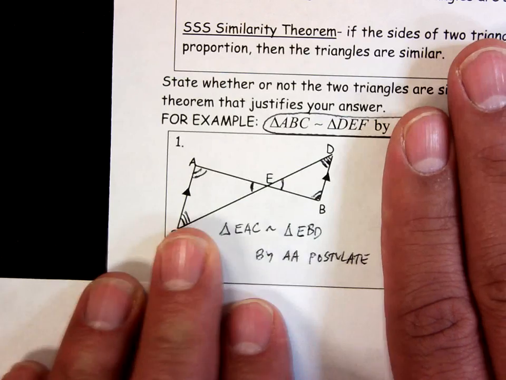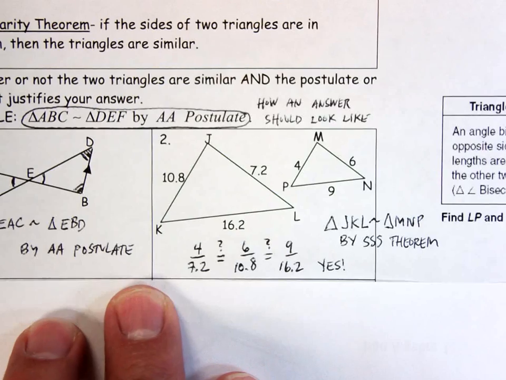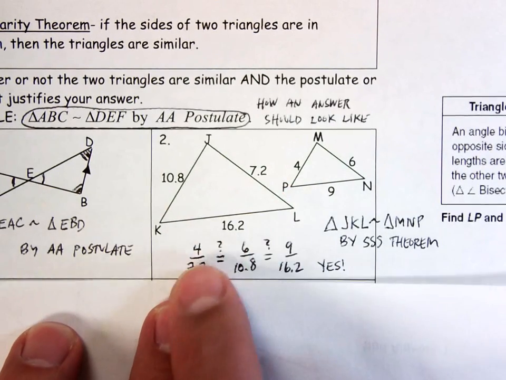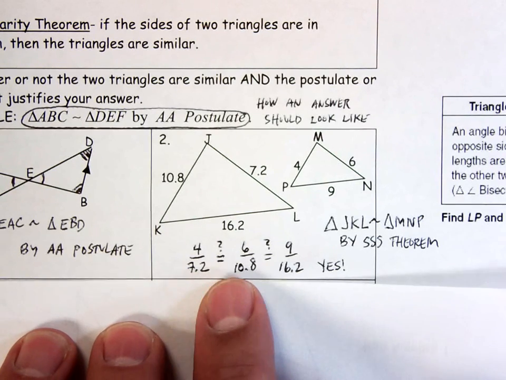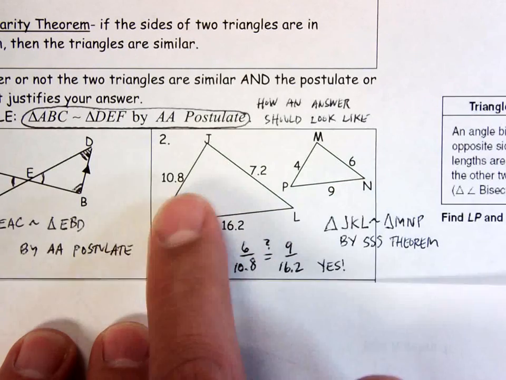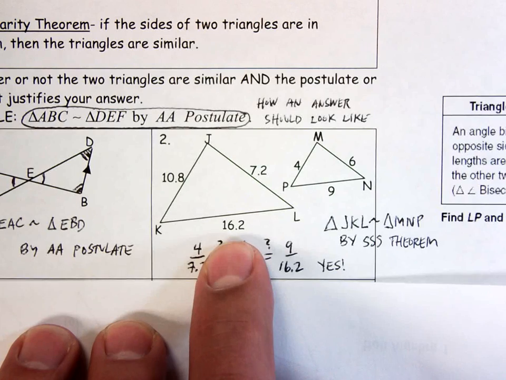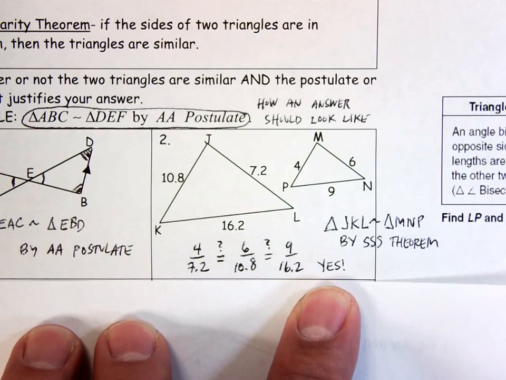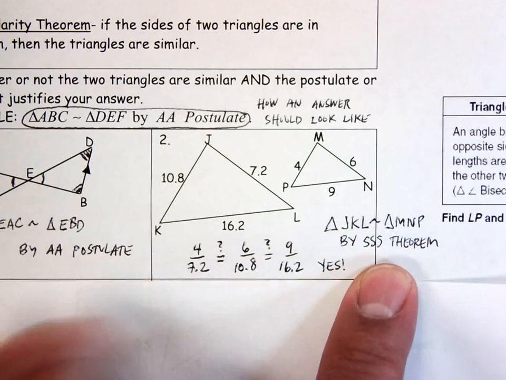Pause, try to do that second one, slide over. Alright, so this one I just messed up my sides. So if 4 over 7.2, I'm not sure that it is yet, I'm questioning, if 4 over 7.2 is equal to 6 over 10.8, and if that's also equal to 9 over 16.2, then all my sides are proportional. And if I do that in my calculator, I do see that it is. They are proportional. So by side, side, side, triangle JKL and triangle MNP are similar.